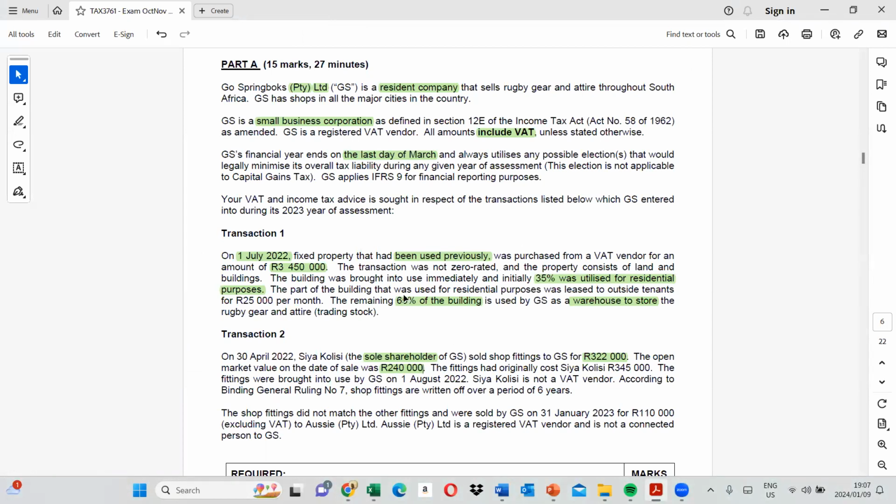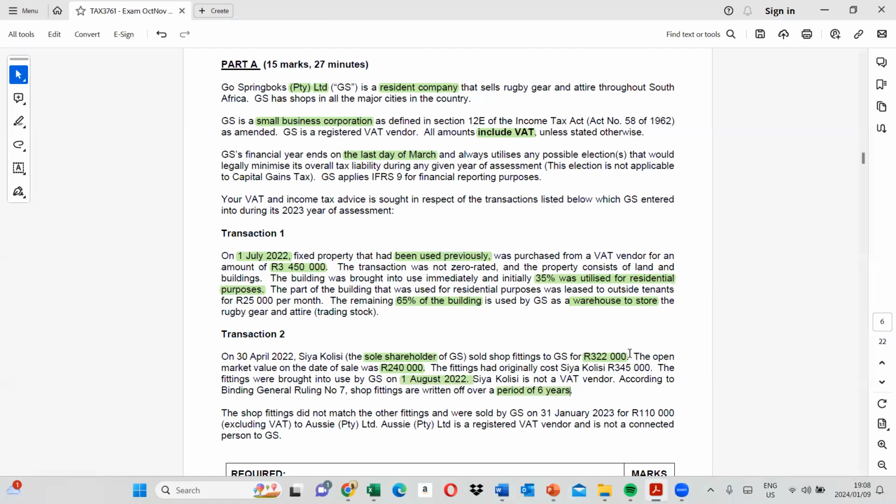So with normal income tax, you need to think about gross income, you need to think about the deduction, you need to think about the allowances. All right, so in terms of this, SIA sold shop fittings to GS for 322. The fittings had originally cost SIA 345. The fittings were brought into use by GS on 1st of August 2022. SIA is not a VAT vendor according to General Binding Ruling number 7. Shop fittings are written off over a period of 6 years.